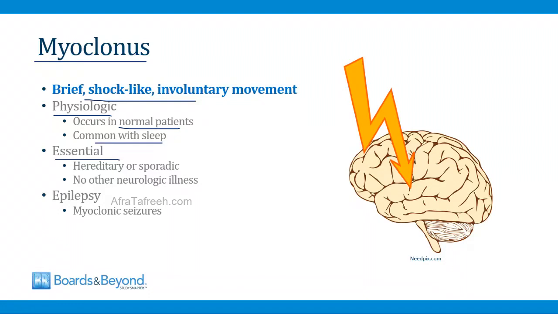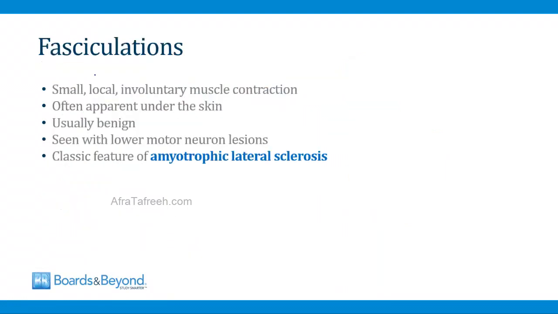Essential myoclonus is similar to essential tremor. It's a neurologic disorder. It can be hereditary or it can be sporadic, and it's called essential myoclonus only when there is no other neurologic illness going on that might explain the disorder. If patients purely have myoclonus, no other neurologic deficit, then that's essential myoclonus. And then lastly, patients with epilepsy can have myoclonic seizures, and I talk about this in the video on seizures.